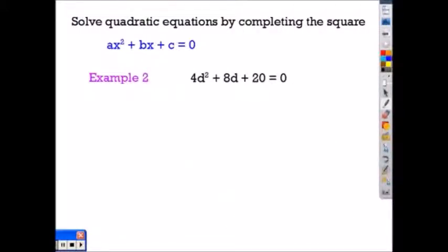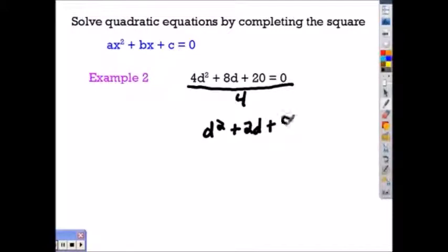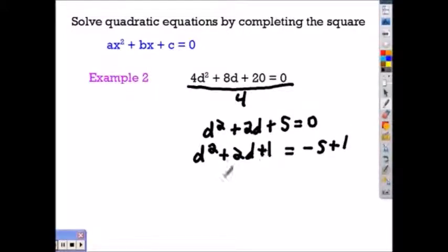For our next example, again, I see the 4 in front of the d squared, so I have to get rid of that. So I'm going to divide both sides of the equation by 4. And I'll get d squared plus 2d plus 5 equals 0. 0 divided by 4 is still 0. So I'm going to prepare to complete the square by subtracting 5 from both sides. Now I'm going to complete the square. Half of 2 is 1. 1 squared is 1, so I'm going to add 1 to both sides. So I have a perfect square trinomial. Factor it. I'm going to get d plus 1 squared equals negative 4.